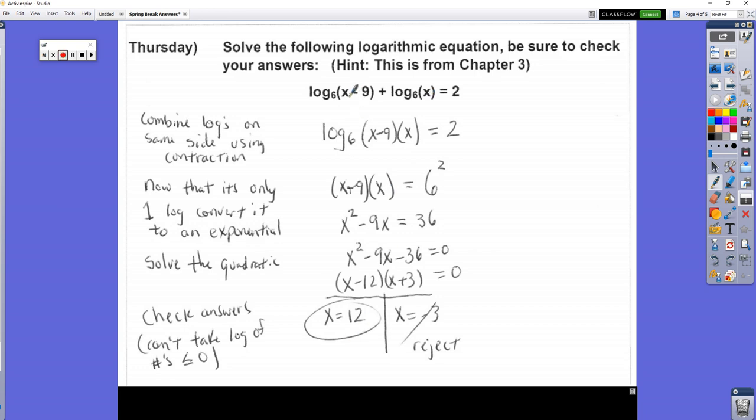If I put a 12 in here, we would be taking the log base 6 of 3. That's fine. And if we put 12 in here, you'd be taking log base 6 of 12. Again, that's fine. But if I put negative 3 in either here or here, that means you'd be taking the log of a negative quantity. This is not allowed, therefore that answer must be rejected. So your final answer to this problem is only x equals 12.